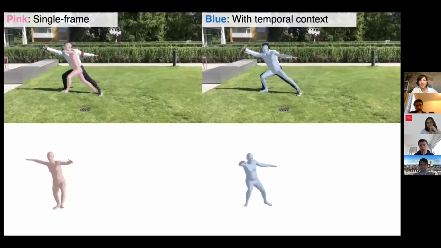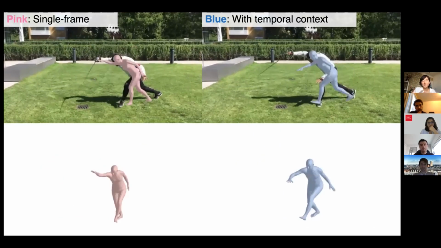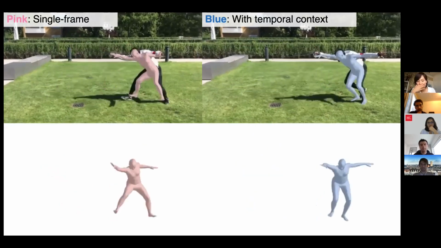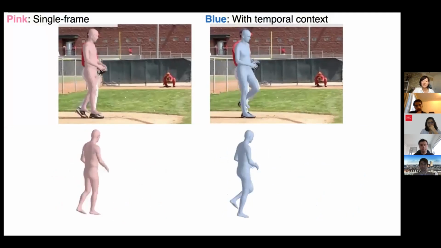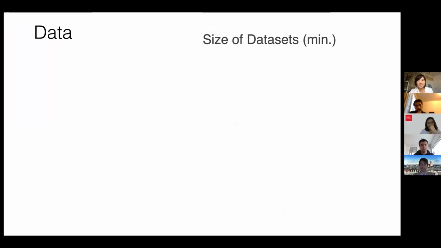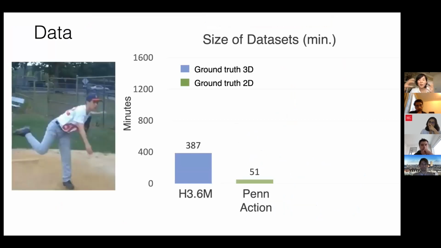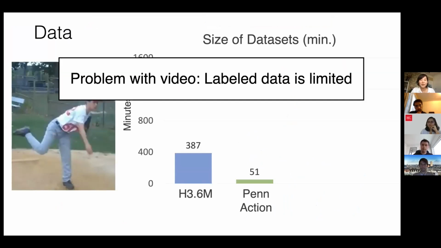Here are some results where you just run it on a single frame, which can be not temporally consistent. But once you have a model that can look at this perspective, it gets a little more smooth. Another challenge in video is that there's really not that much data. The data with ground truth 3D is really small. Our approach can be trained on data with just 2D key points, which is much better. But even then, there are not that many minutes of data with 2D key points annotated, because it takes a lot of time.